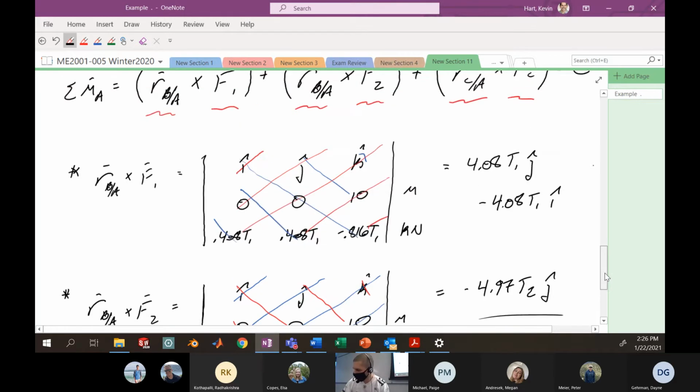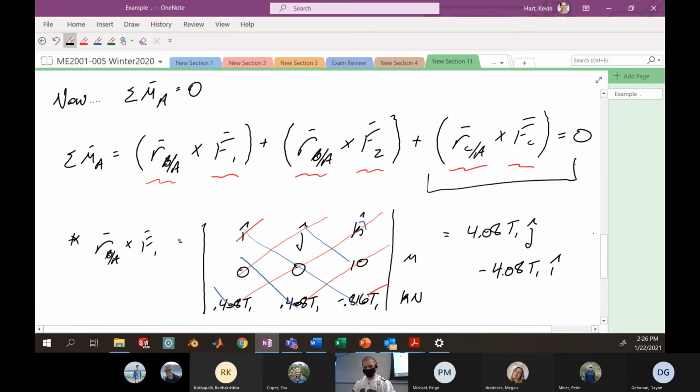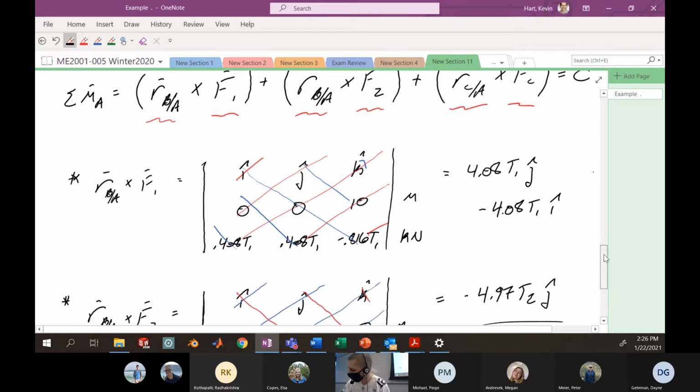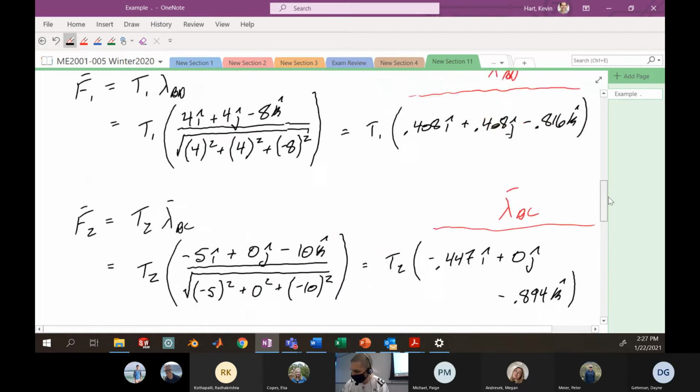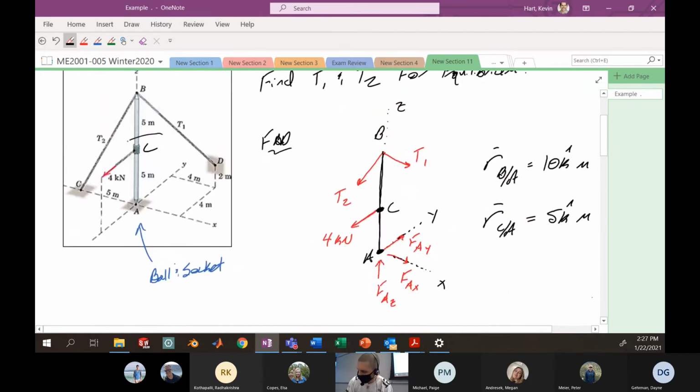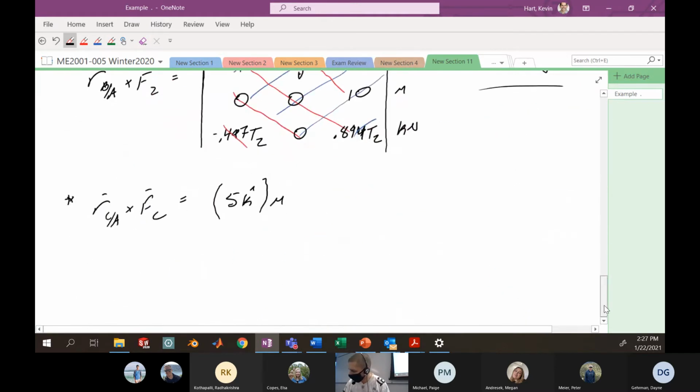All right, my last bit I need to consider in my moment equation is here. This RCA cross with the FC. I'll sort of restrict myself here. I don't think I really need the full-blown determinant in this situation. RCA, we showed before, is just 5 k hat meters. It's arriving at C from A. Just have to go up 5 in the Z direction. And then my force at C, if I just go back and remind myself, the force at C looks like it's 4 kilonewtons pointed in negative Y, so negative 4 J hat.